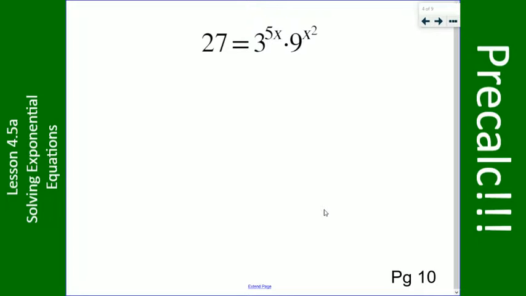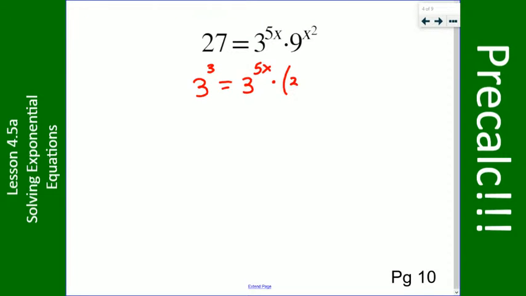This is option A still, but it looks a little bit different. We want to be able to get all of our bases to be the same. We generally want to find the smallest base that we can do that with. In this case, that's going to be 3. So 27 ends up being 3 cubed. And over here, 3 is our base, so 5x. But then we have 9. 9 is going to be 3 squared.